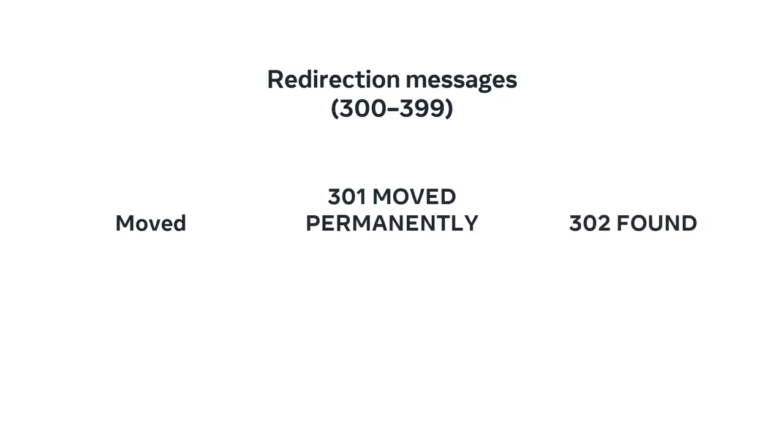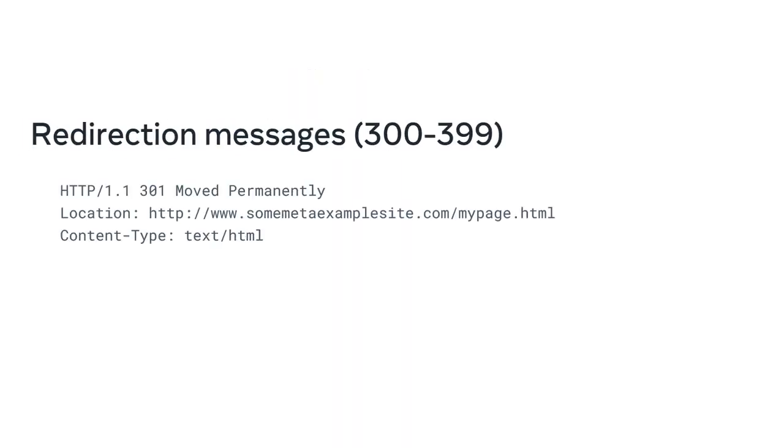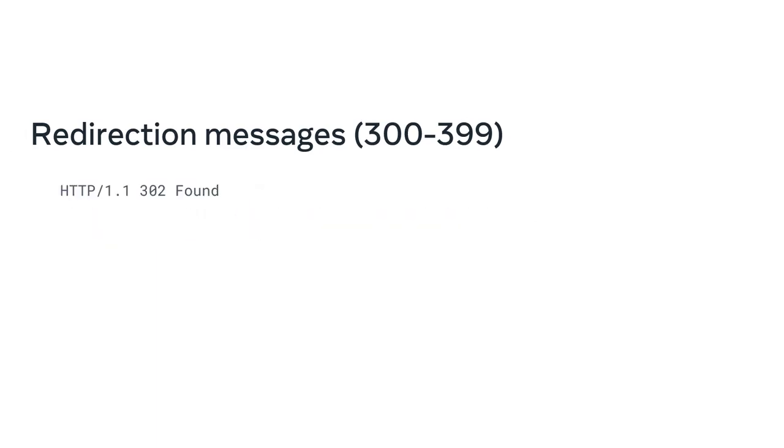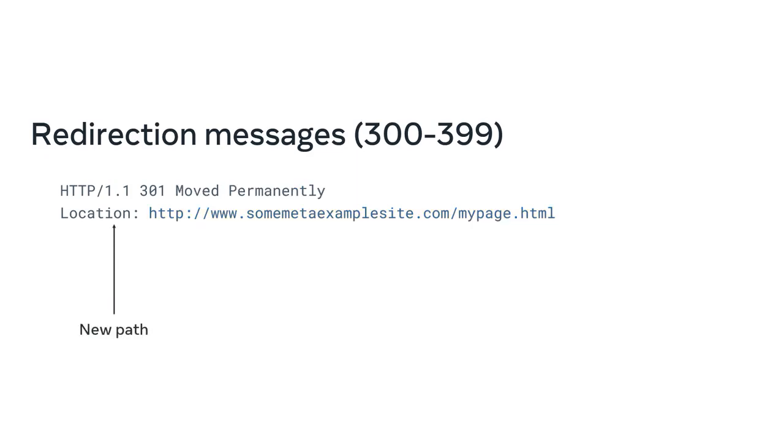Redirection responses indicate to the web client that the requested resource has been moved to a different path. The most common response codes used are 301 Moved Permanently and 302 Found. The difference between the redirection messages 301 and 302 is that 302 indicates a temporary redirection. The resource has been temporarily moved. When web browsers receive these responses, they will automatically submit the request for the resource at the new path.